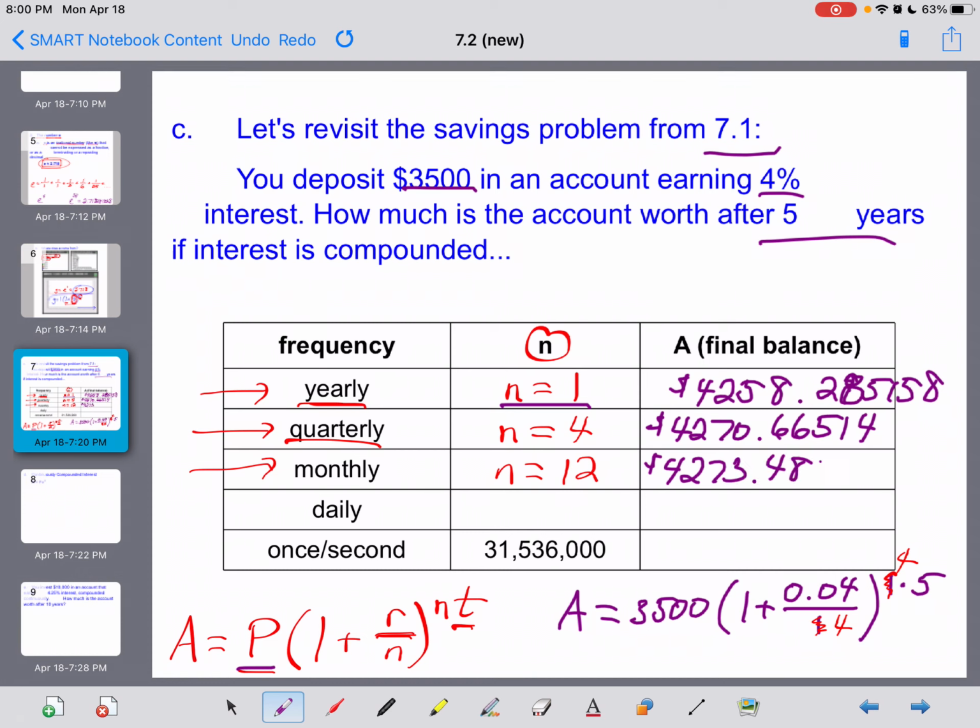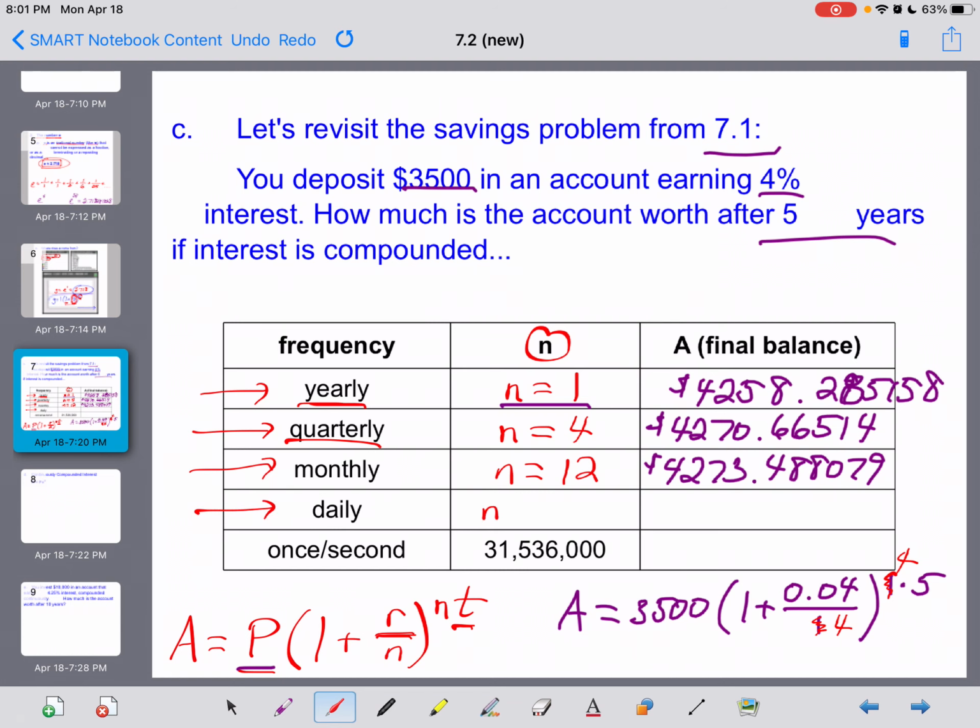4,273.488079. So what I'm hoping you can tell so far is that the more frequently that they compute your interest, the better it is for you in terms of earning money. Of course, that's bad for you if you're borrowing money in terms of a credit card.